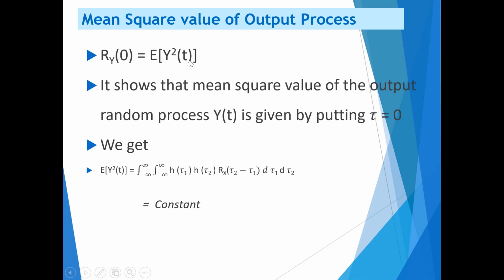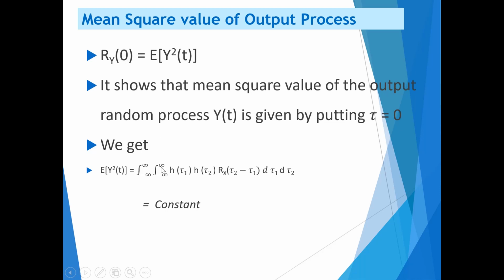Because it was the expected value of the product of y of t and y of t minus u, but now u is 0, so we get y of t into y of t. So ultimately we can write the expected value of y square t. It shows that the mean square value of the output random process y of t is given by putting tau equal to 0.